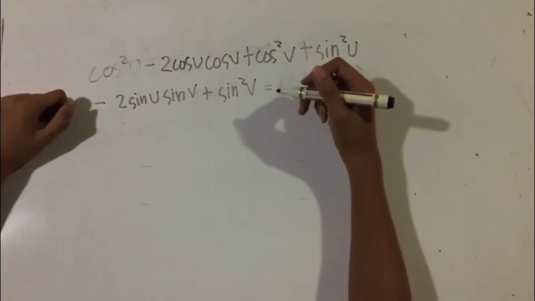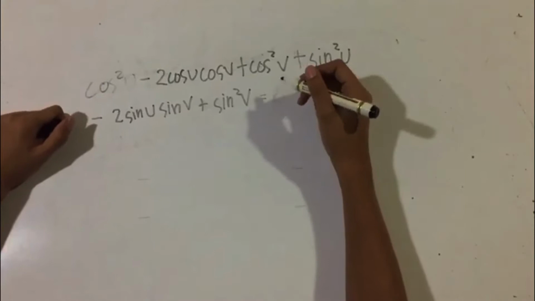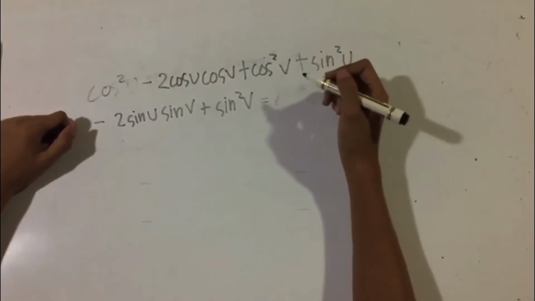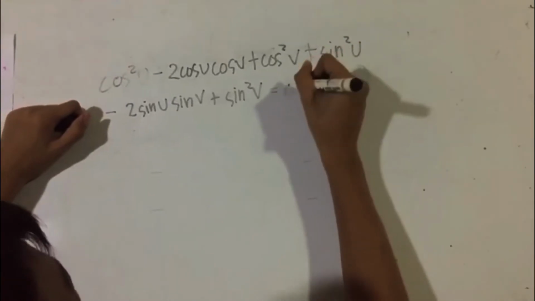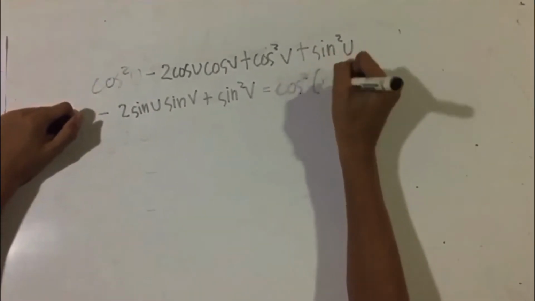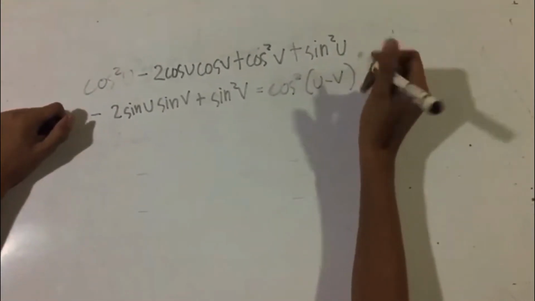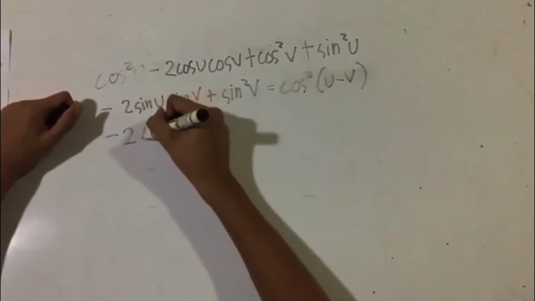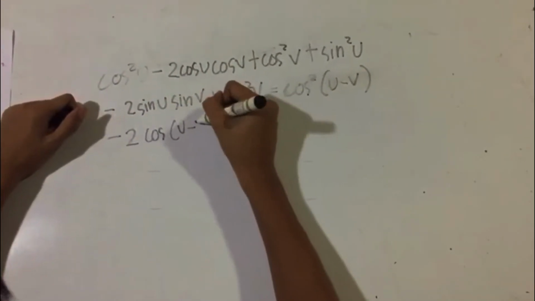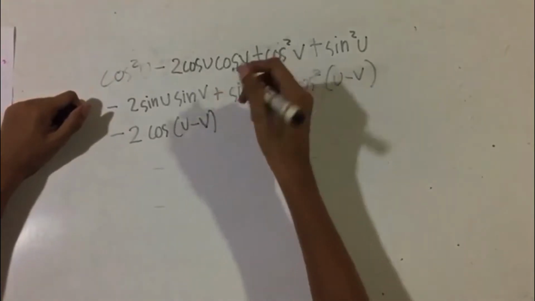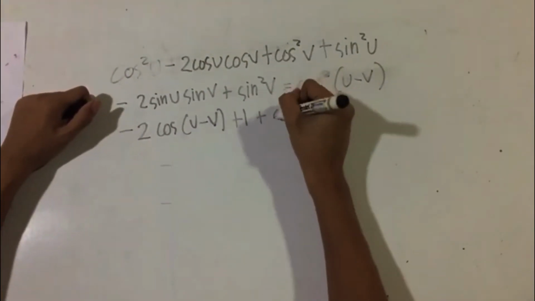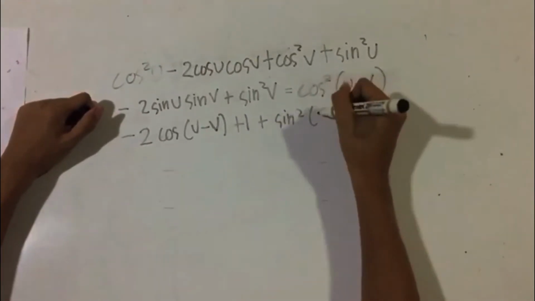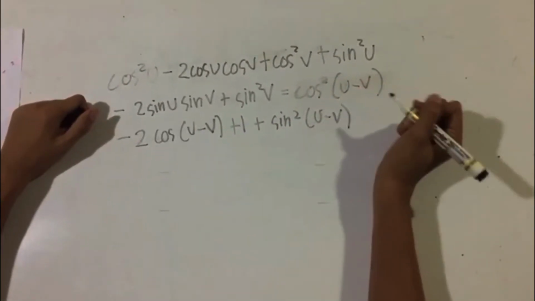Let us now move on to the right side of the equation. So the cosine of u minus v minus 1 quantity squared will become cosine squared of u minus v minus 2 cosine of u minus v plus 1, and just copy the sine squared of u minus v.